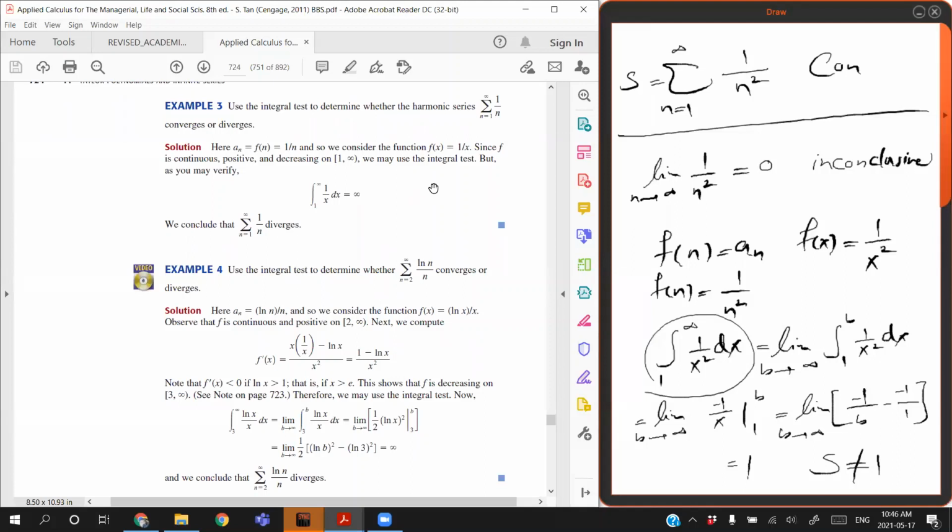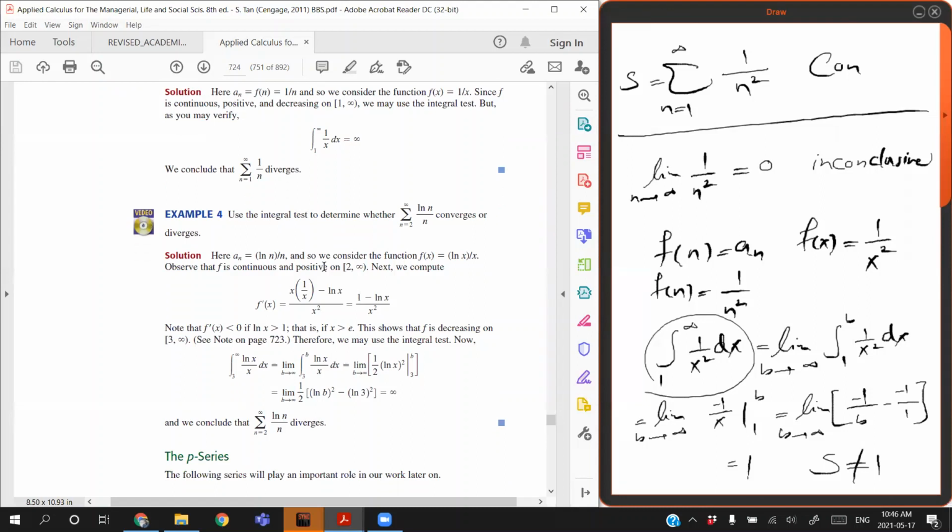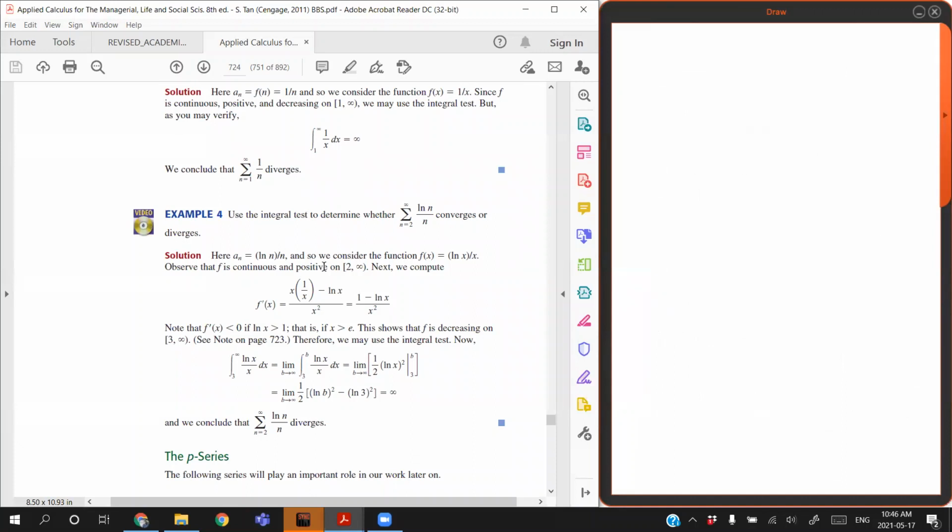And then we have the example for 1 over n. We also looked at that one together. Here we have another example where you can use the integral test. So imagine I give you this: sigma ln of n over n from 2 to infinity. And I ask you to determine whether this is convergent or divergent.